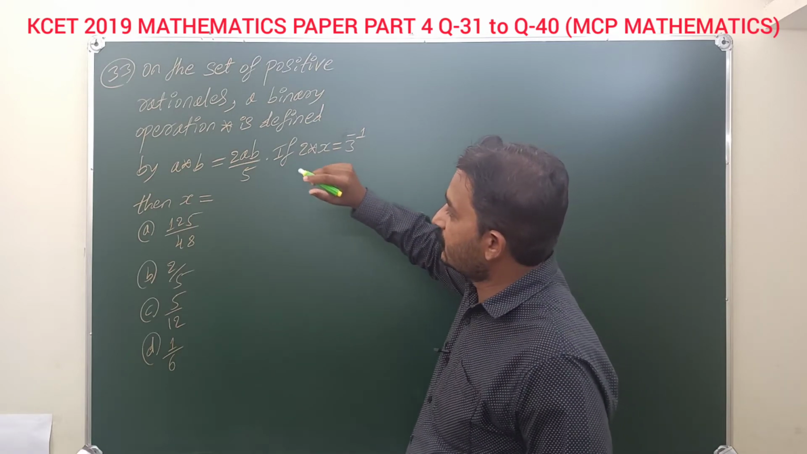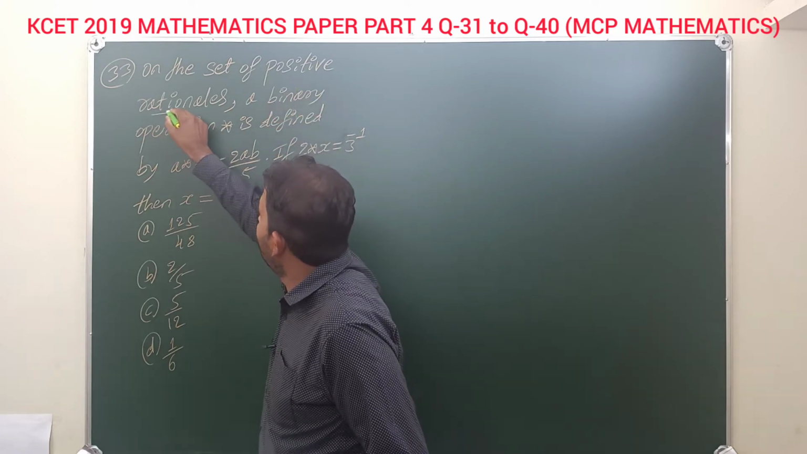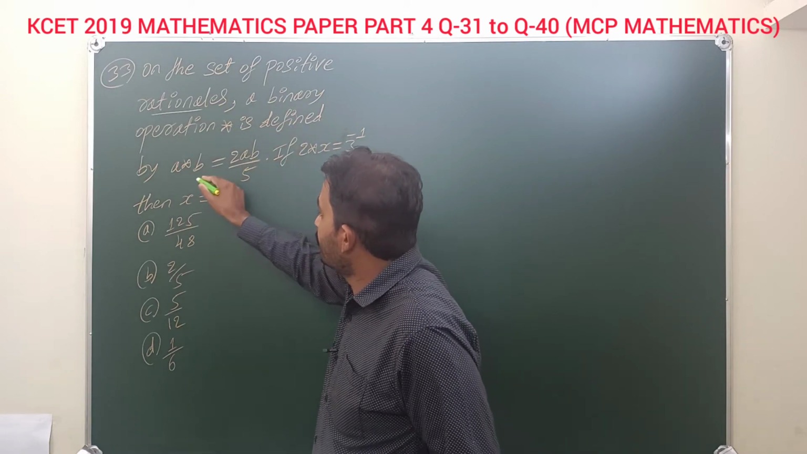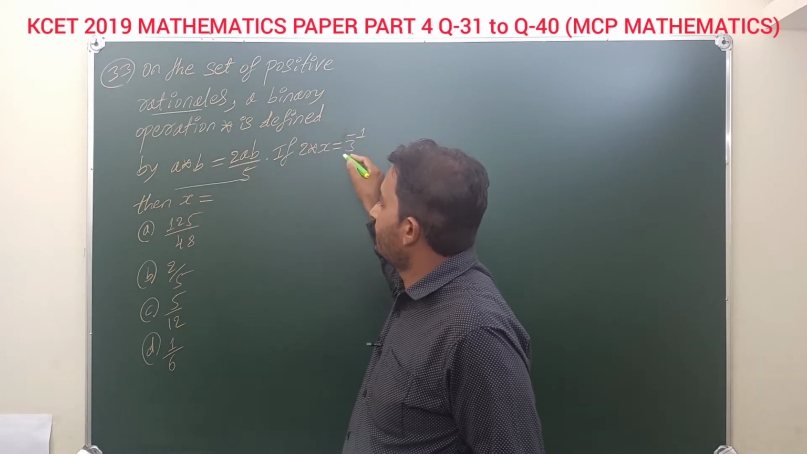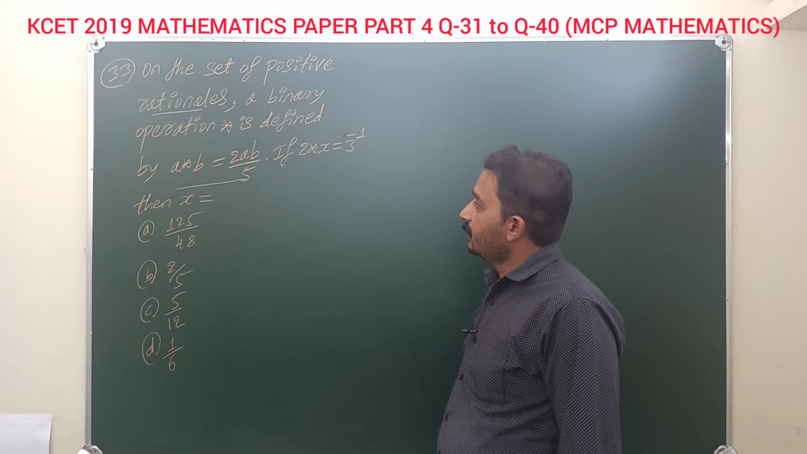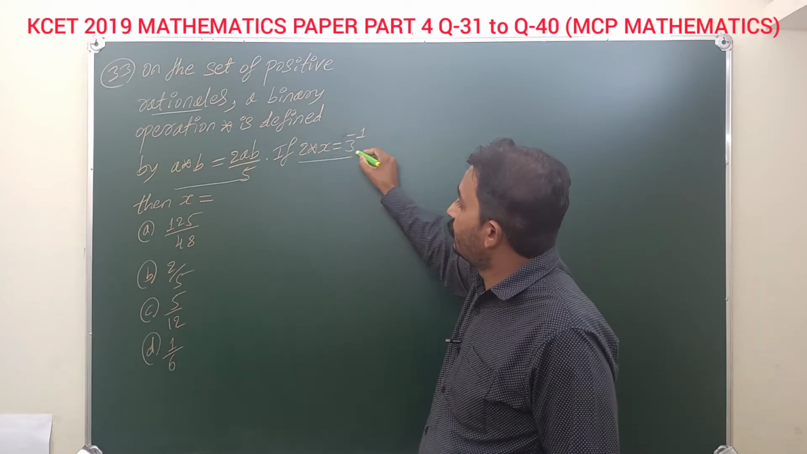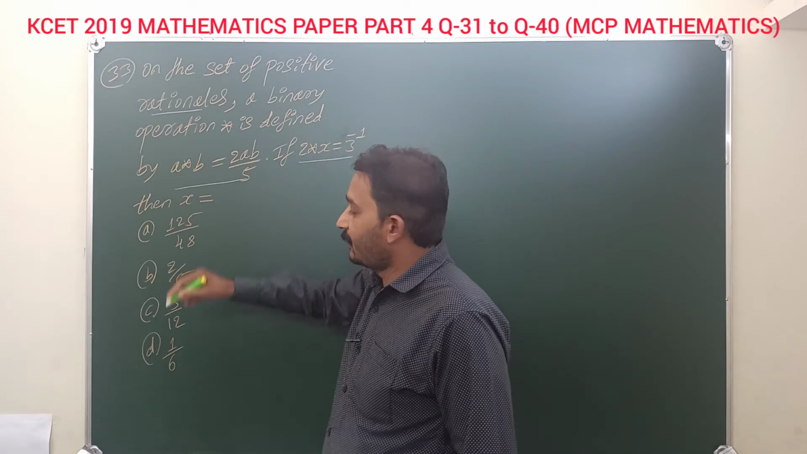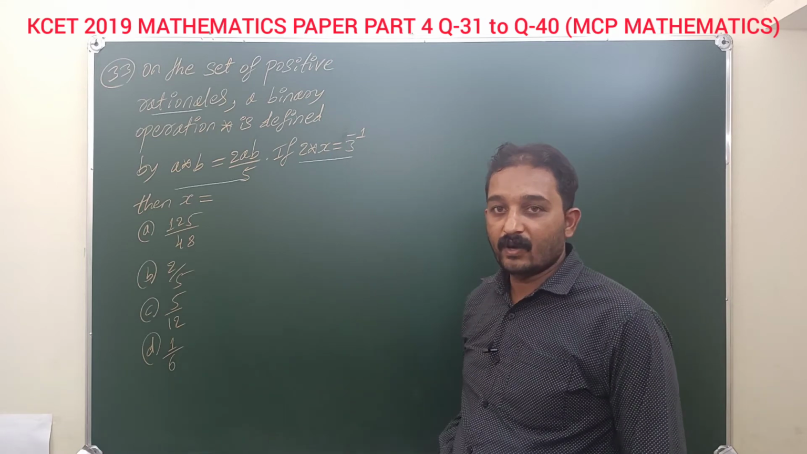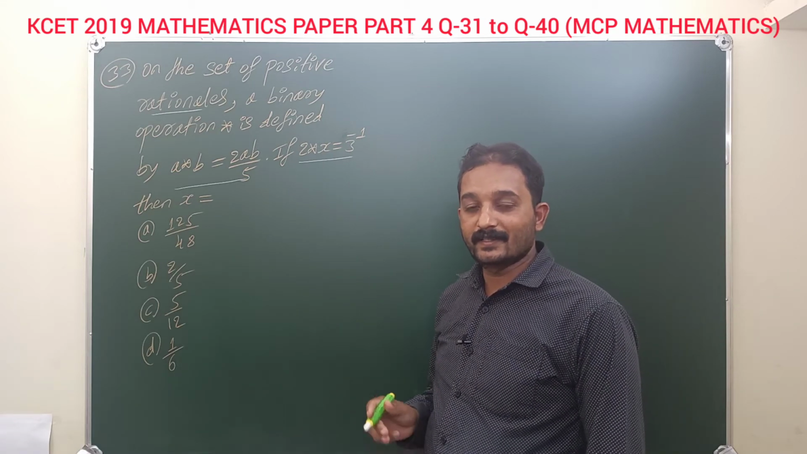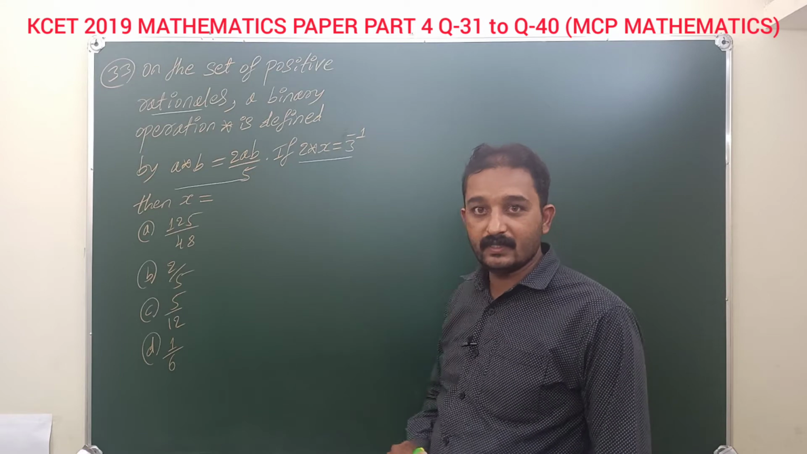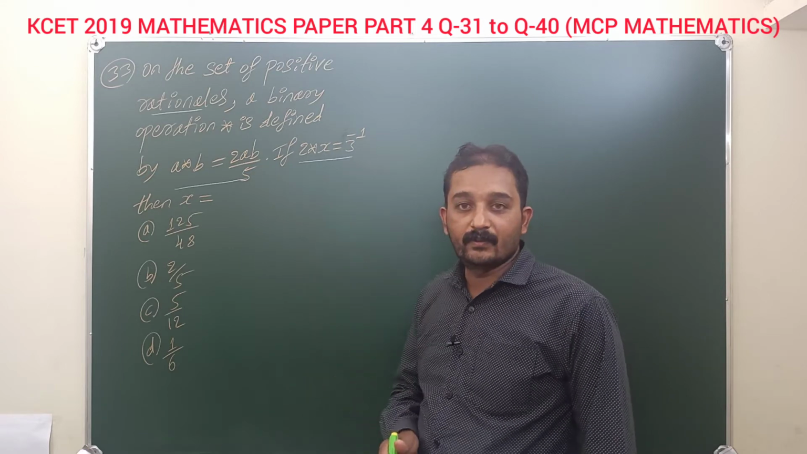Let us see this question. On the set of positive rational numbers, a binary operation star is defined as A star B is equal to 2AB by 5. If 2 star x is equal to 3 inverse, then find the x value. First we have to find the identity element. It is essential, because we have to find the 3 inverse and then find the x value.